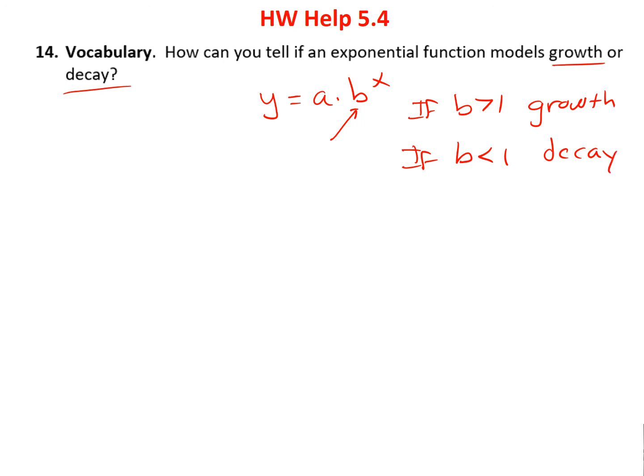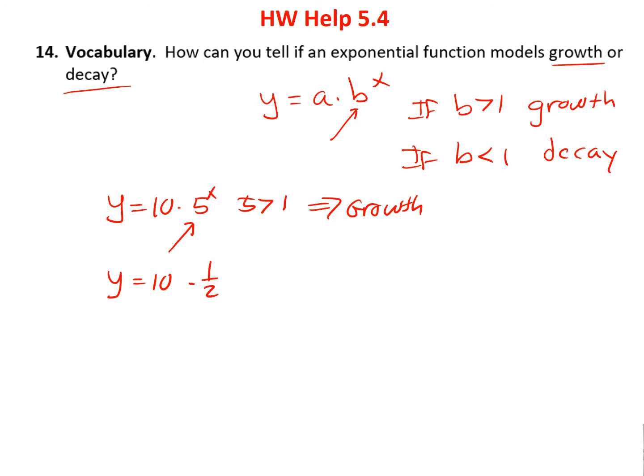In other words, if I have y equals 10 times 5 to the x, 5 is greater than 1, so I got something that's growing. It's always being increased, multiplied by 5. On the other hand, if I have 10 times 1/2 to the x, now 1/2 is less than 1, so I'm cutting it in half every day, so this is decay.